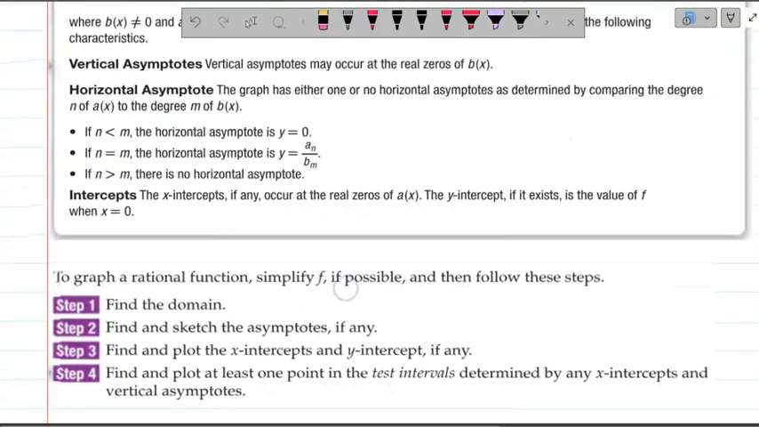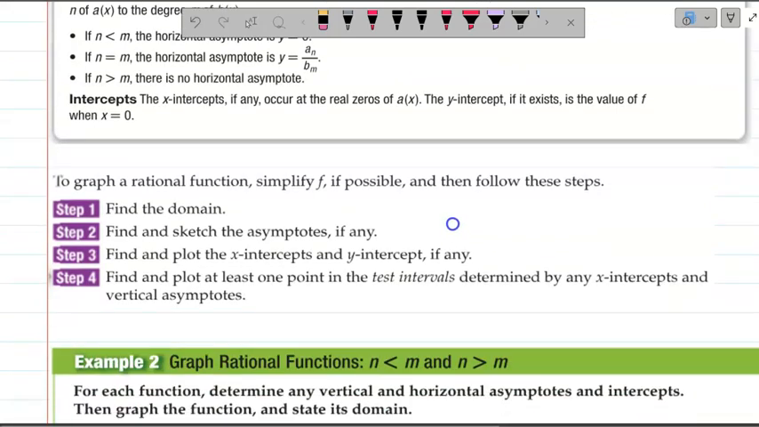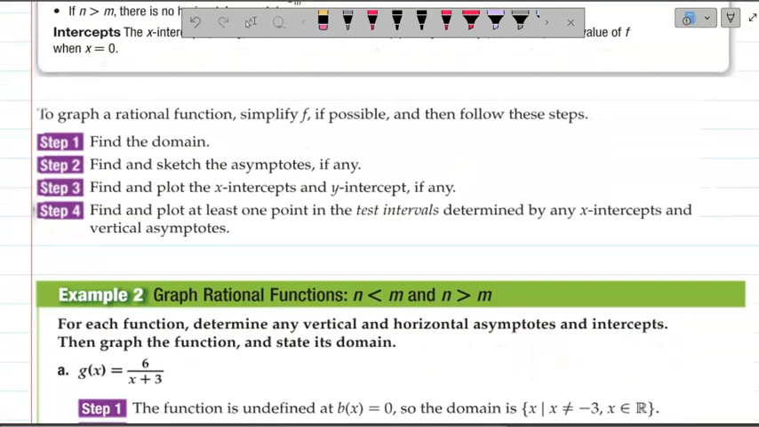Okay, intercepts. We know how to find intercepts. To find an x-intercept, you make y 0. To find a y-intercept, you make x 0. Not too big of a deal. So let's try this next one.